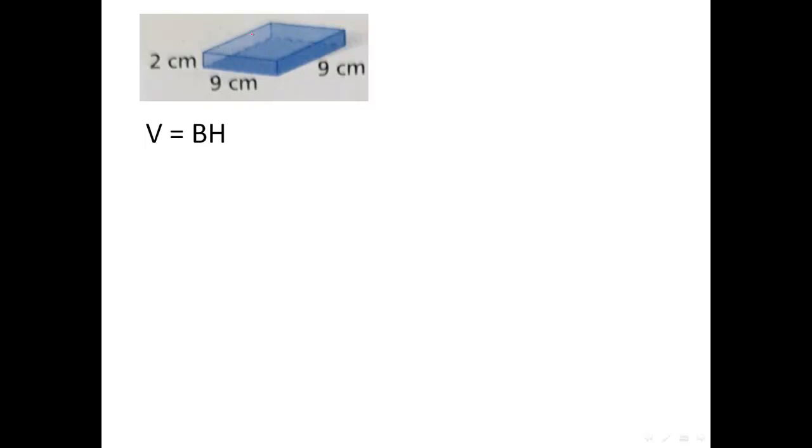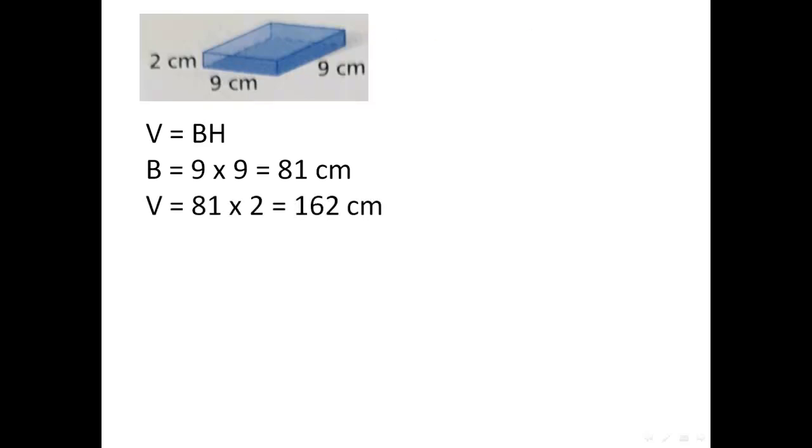Okay, so if I have a rectangle, what is the area of a rectangle? Area of a rectangle is width multiplies length. So 9 multiplies 9 equals 81. Now we go back for our volume. Volume will equal area of base. We found here the area of base is 81.